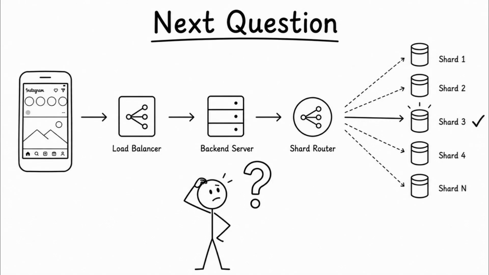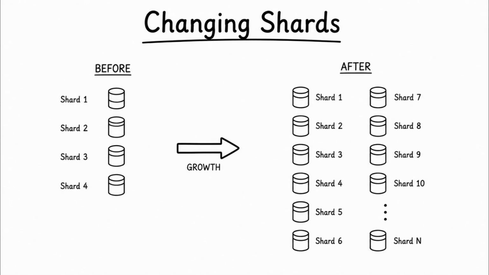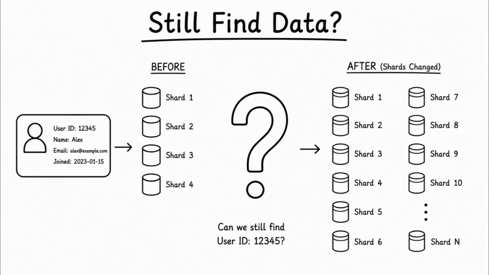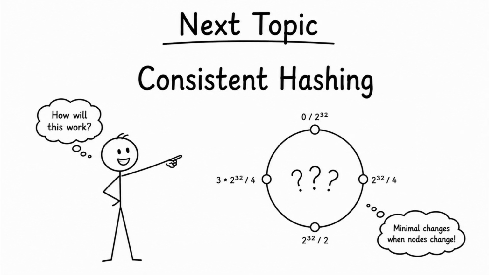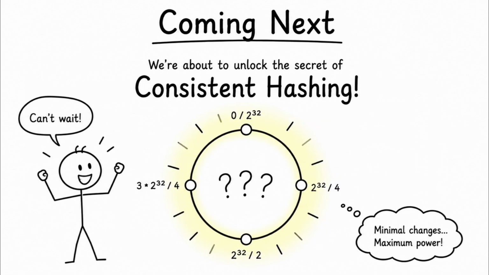But now another important question appears. What happens when the number of shards keeps changing? How does the system still know where your data lives? And how can data be redistributed without breaking everything? That leads us directly into our next topic, consistent hashing. And trust me, that is where distributed systems become even more interesting.